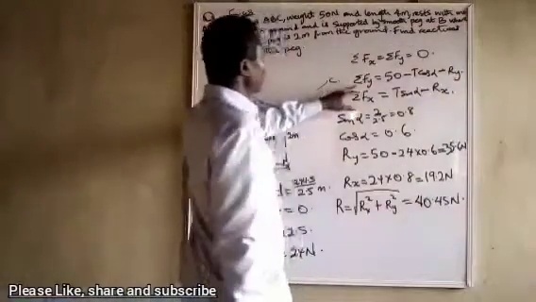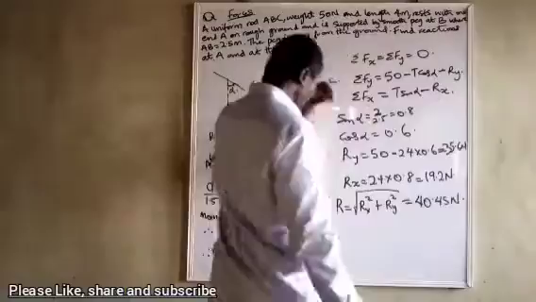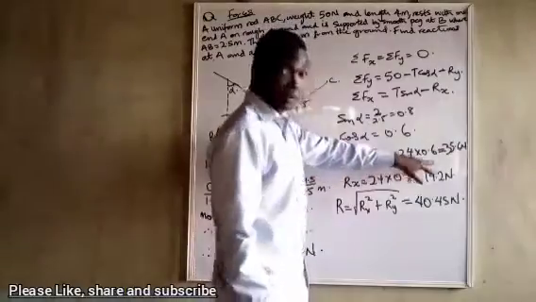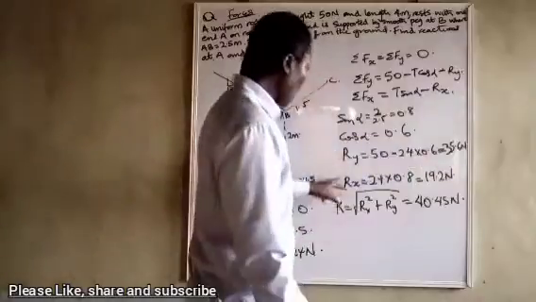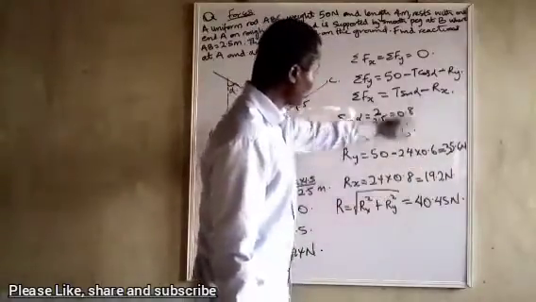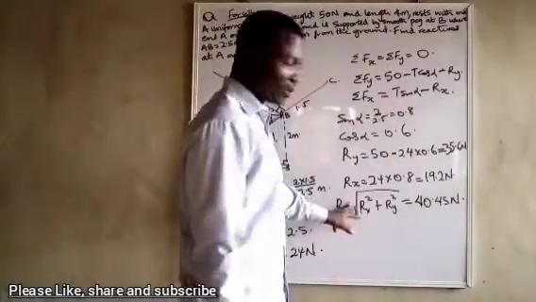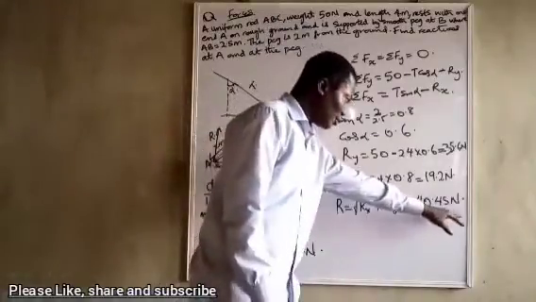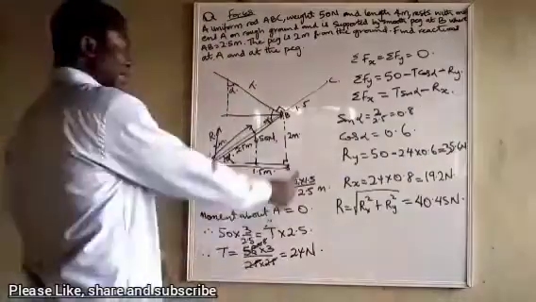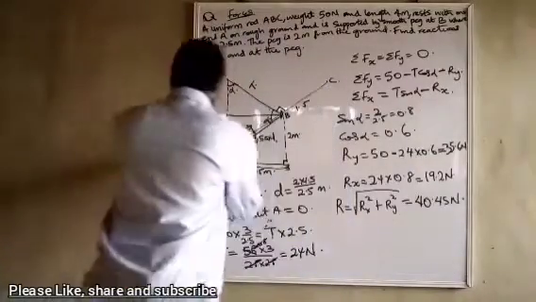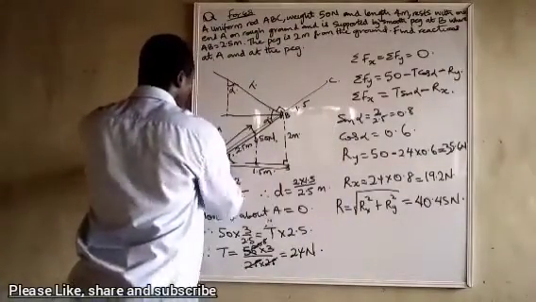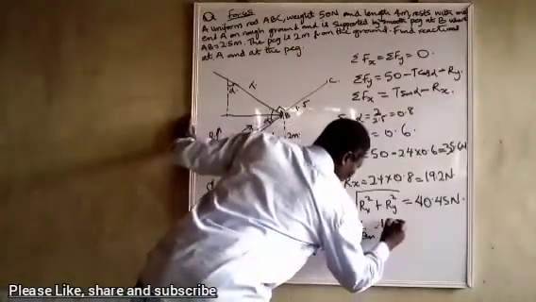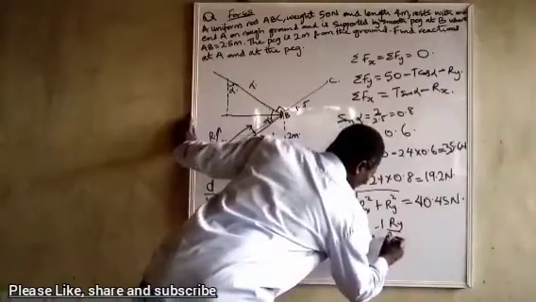Now, summation Fy has given me this. Summation Fx is this. So Ry is equal to 50 minus 24 times 0.6. That gives 35.6. Rx is 24 times 0.8, 19.2. So magnitude of R, using Pythagoras theorem, I'm able to get 40.45 Newton. I can also get the direction of R. Let me call the direction theta. So theta will be equal to arctan Ry over Rx.